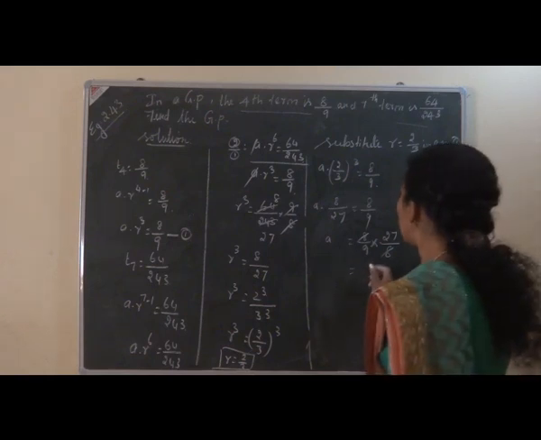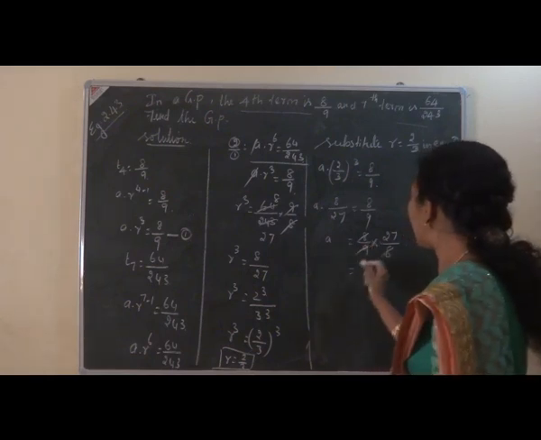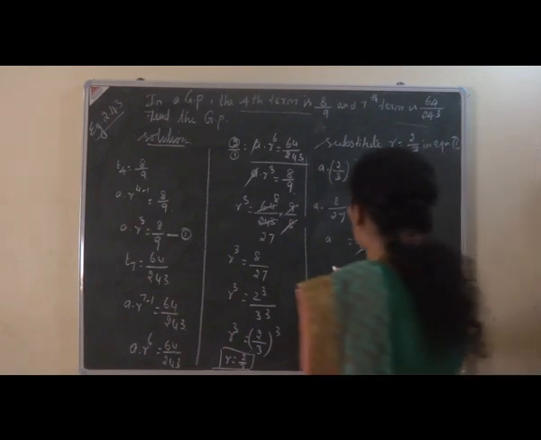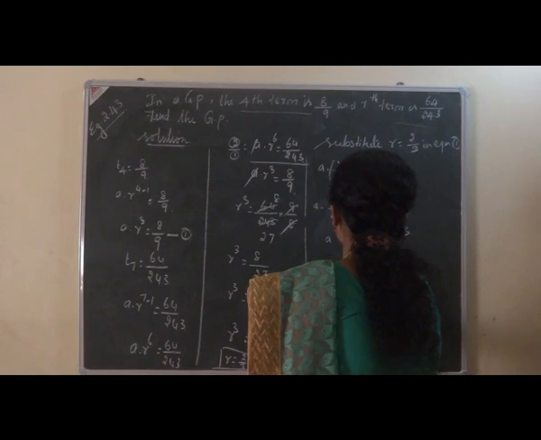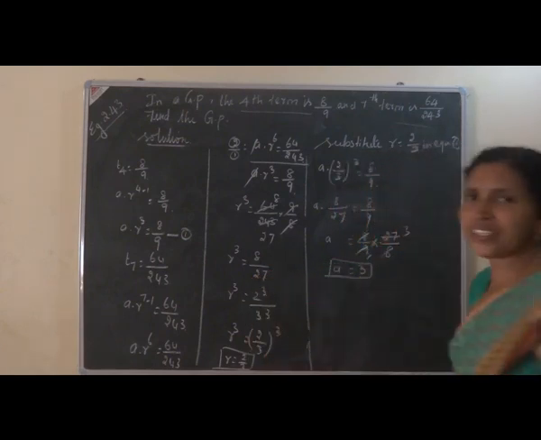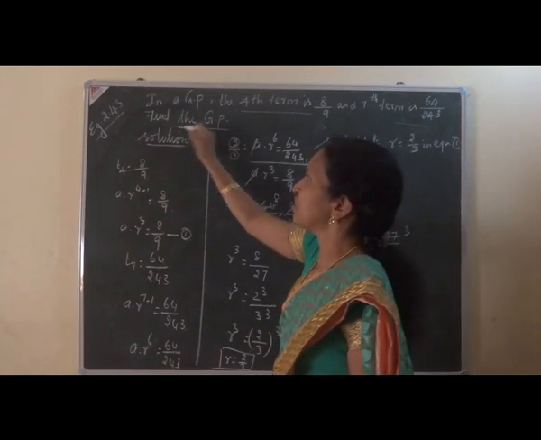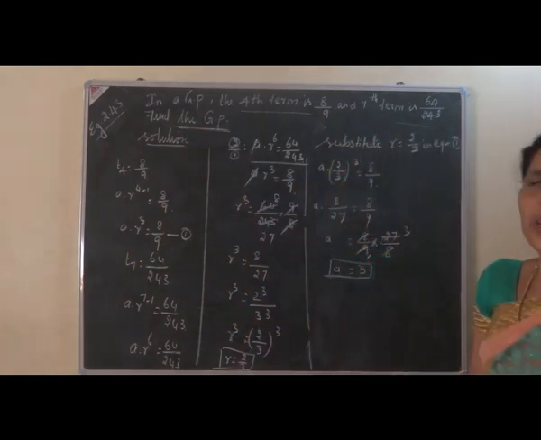Now listen students, 1 9 is 9, 3 9s are 27. So the value of a is 3. The value of a is 3. What's your question? Find the GP, geometric progression.